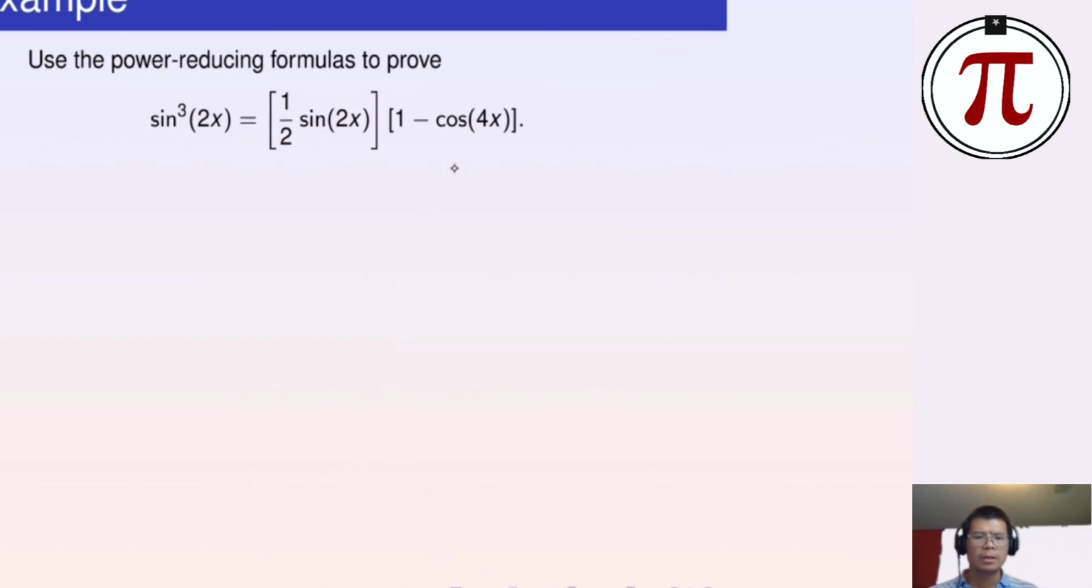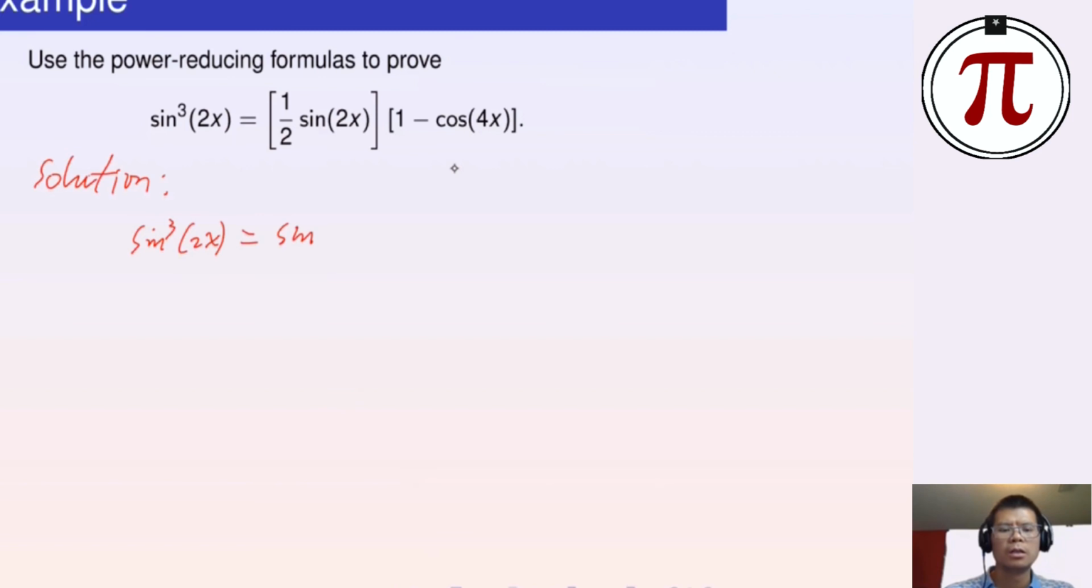Okay, now let's consider another example here. Use the power reduction formula to prove this one. Okay, so solution. How can we do this? Now here we have our sine to the power cube times 2x. All right, so now this one can be rewritten as what? Sine 2x times sine square 2x.